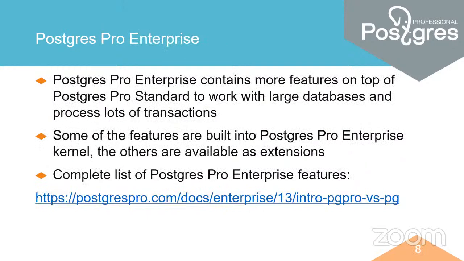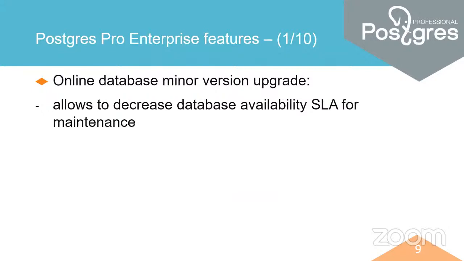Postgres Pro Enterprise is useful when advanced features are required. There is a long list of enhancements and additional extensions of Postgres Pro Enterprise. So let's have a look at some of them. Key features of Postgres Pro Enterprise. First of all, it's online database minor version upgrade. It allows to decrease database availability SLA for maintenance if you upgrade your minor version of database.